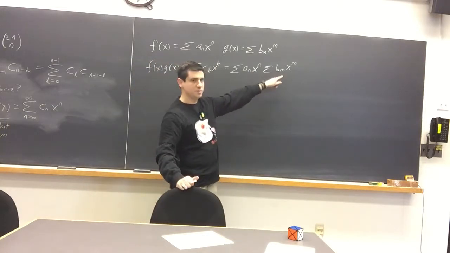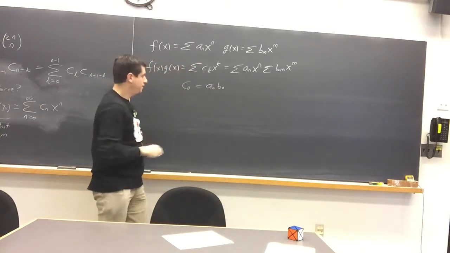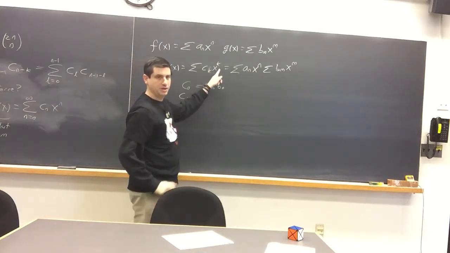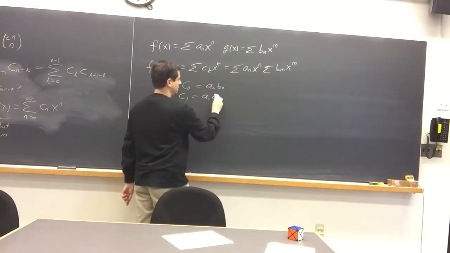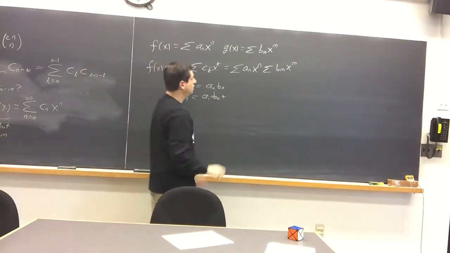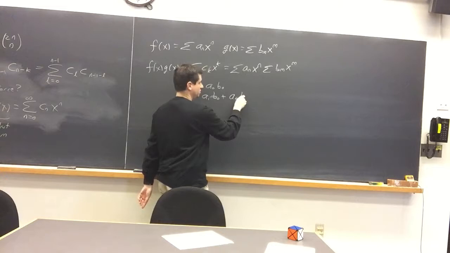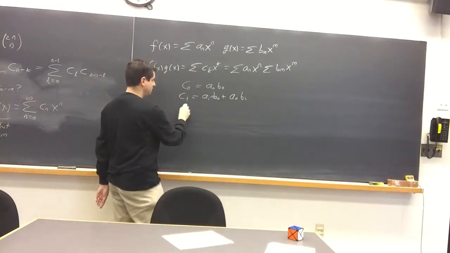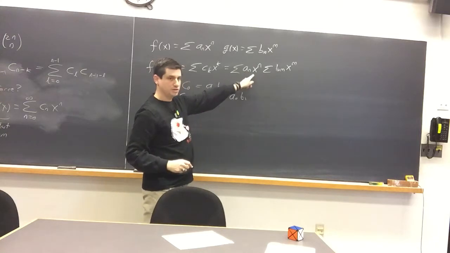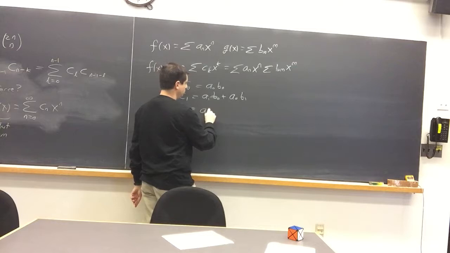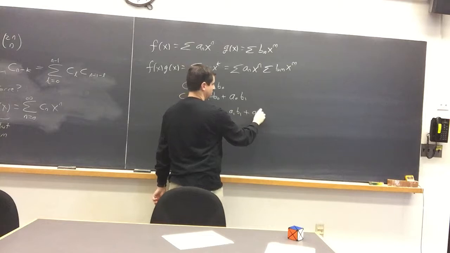I would have to have a0 times b0. Right? If I want to get c1, I have to have an x term. I could have an x term here and a constant term here. So I could have a1, b0. Or I could have the constant term here and the linear term here, a0, b1. If I wanted c2, I could have the quadratic term here. I could have a2, b0 plus a1, b1 plus a0, b2.